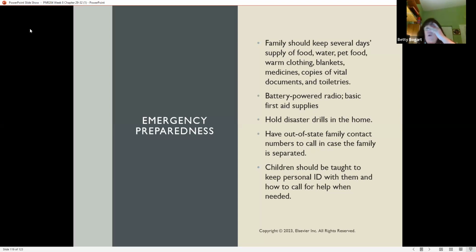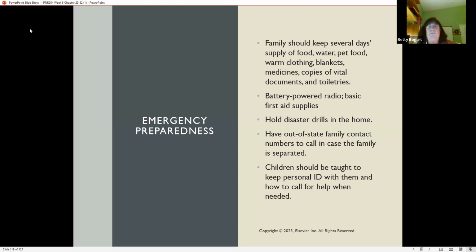Now, living in South Florida, I'm always in emergency preparedness for hurricanes. You should always have enough food, water, pet food, warm blankets, etc. If you have a battery powered radio, it's great. Children should be run through a drill. Let's say there's a fire in the house. I remember when I was 10, there was a fire in my house, and I knew exactly what to do.